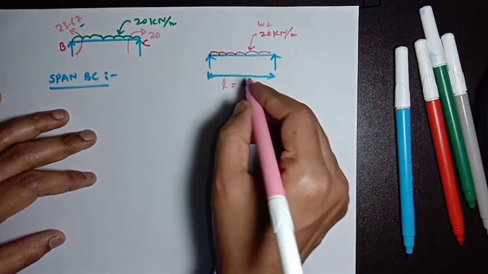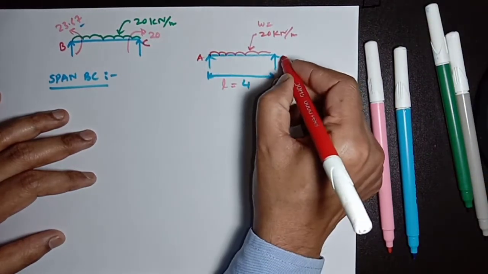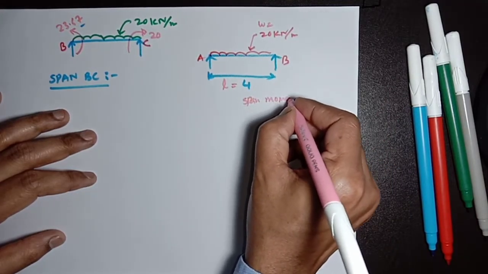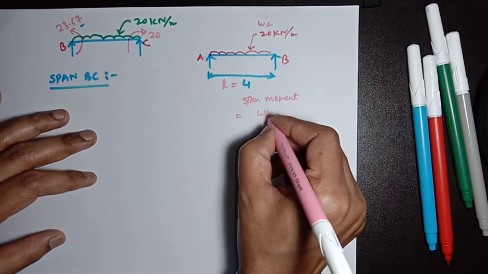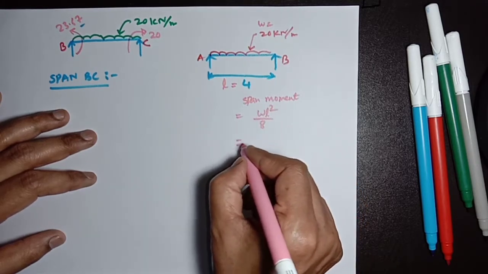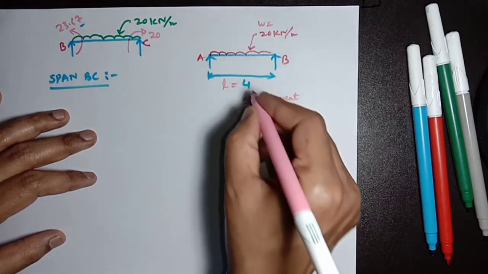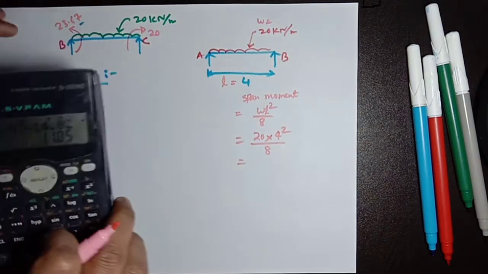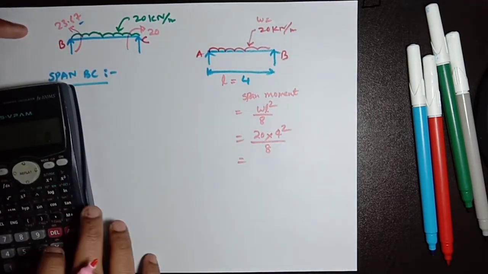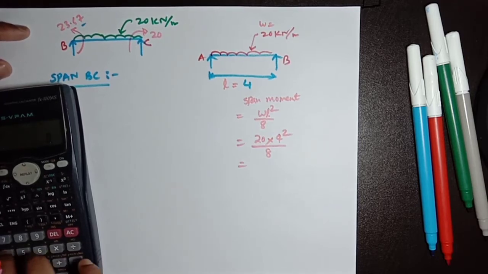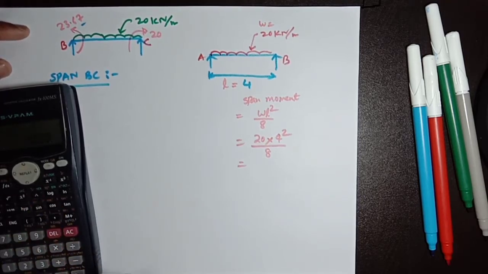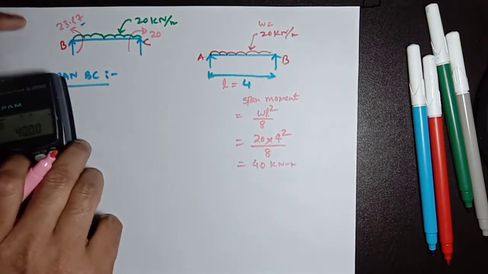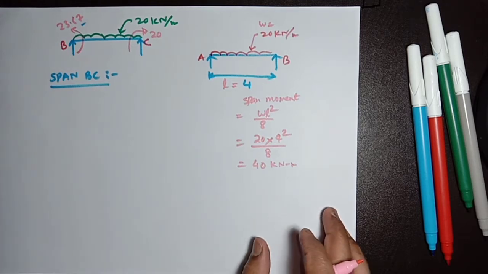The maximum span moment for this beam will be WL square divided by 8, and in place of W you can write 20, in place of L it will be 4 square divided by 8, so its value will be 20 into 4 square divided by 8, it will be 40 kilonewton meter. So simply supported span moment will be here.